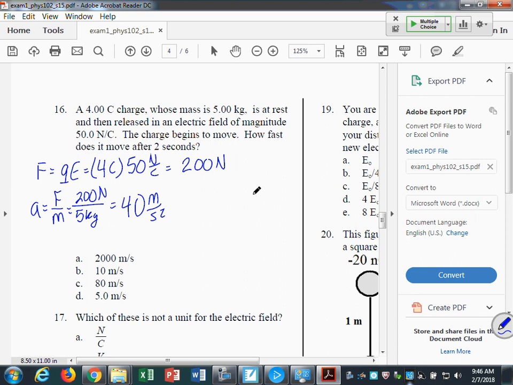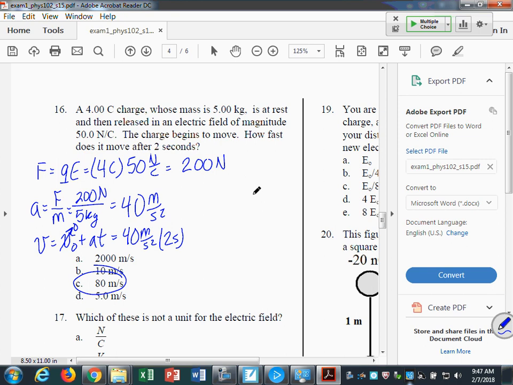And then I want to find the speed. Well, v is equal to v naught plus at. v naught here is 0. It'll always be 0 as far as we're concerned for these problems. So that's going to be 40 meters per second squared times the time, which is 2 seconds. So it's 80 meters per second.